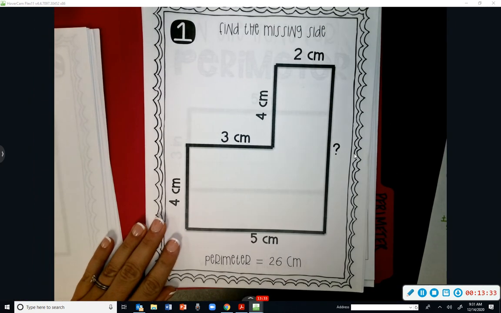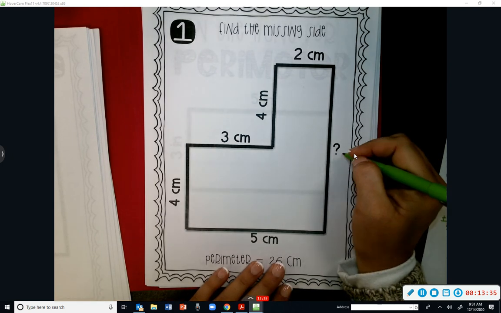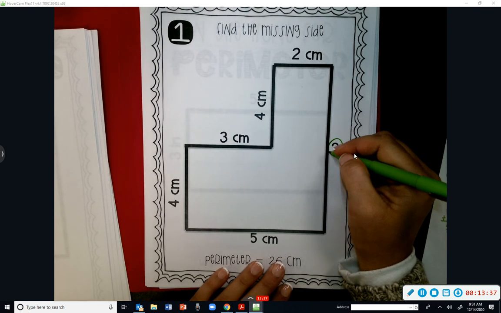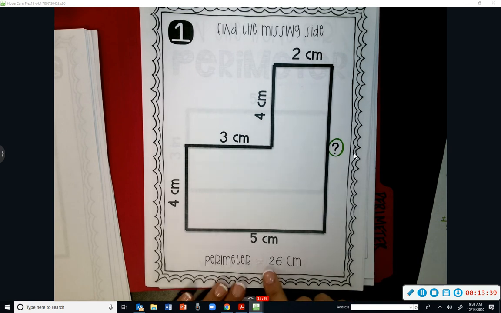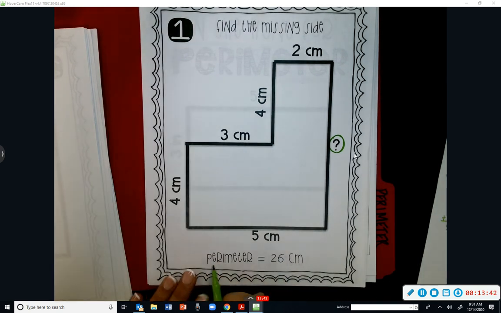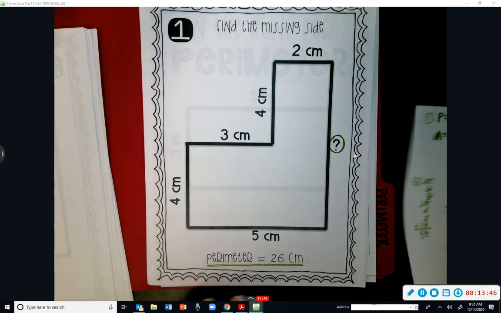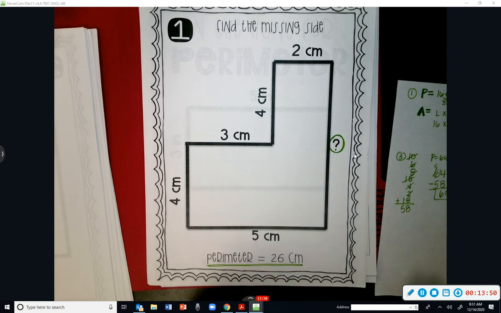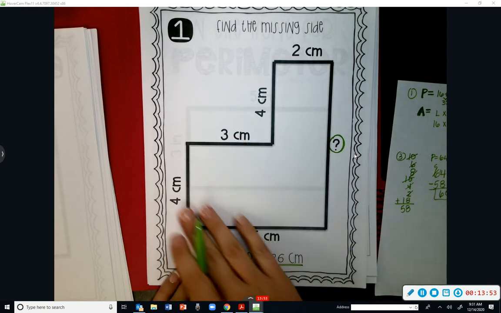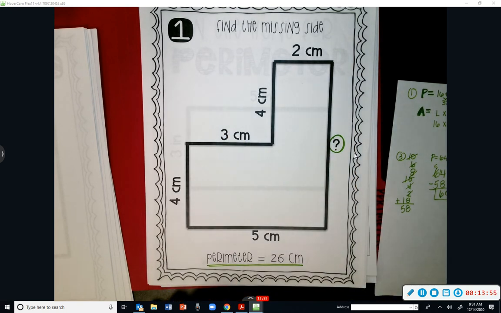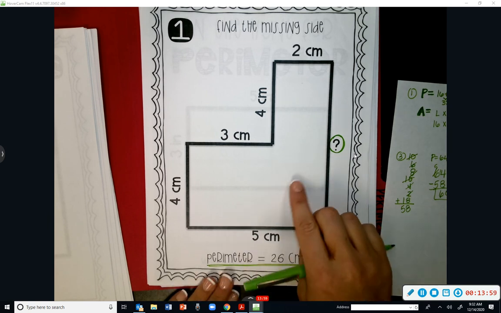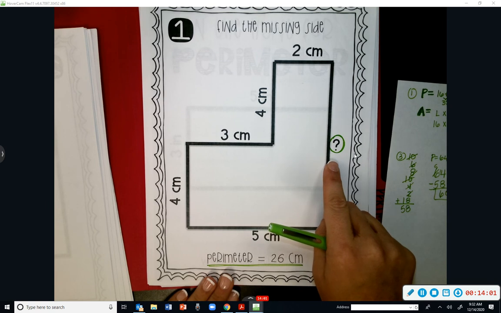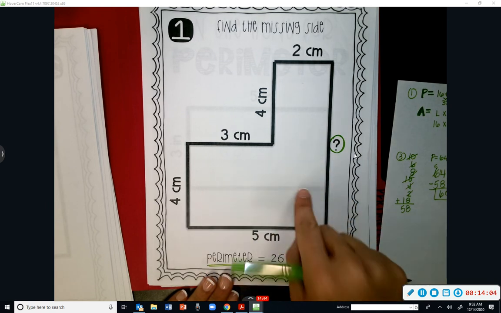We need to find the missing side, which is right here. The perimeter tells us it's 26. Okay? So, step one, I want you to find the missing side, and then I want you to find the area of this whole shape. That's kind of like a challenge. See if we can remember what to do. So, find the missing side, and then we're going to do area of this whole shape.